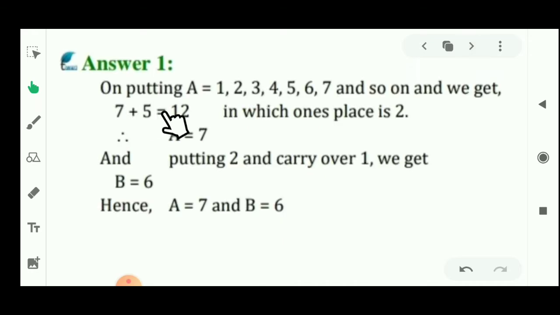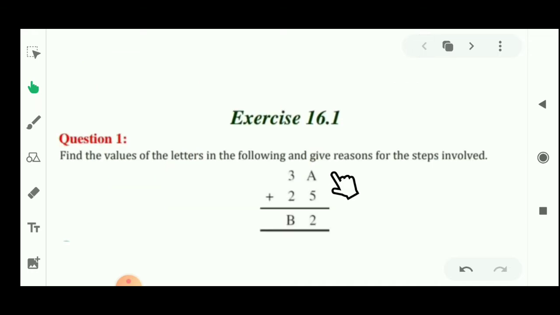Students, we put values instead of A: 1, 2, 3, 4, 5, 6. Let's see, if we put 1 here, that means 1 plus 5, that means 6, but here is 2, so we can't put 1 here. Similarly, if we assume 2, that means 2 plus 5, that means 7, so we can't put 2 here. Let's put the value 3 here. 3 plus 5 means 8, so we can't put 3 here also.